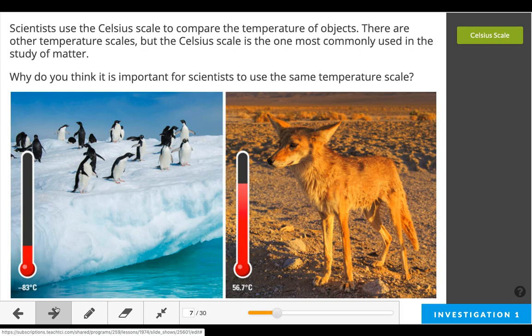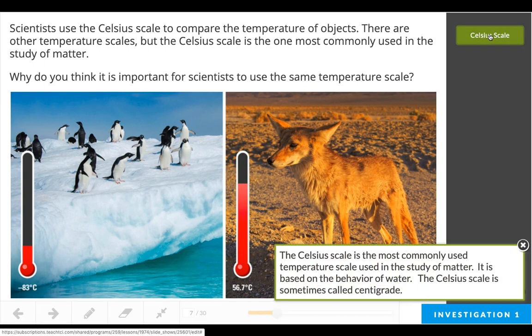Scientists use the Celsius scale to compare the temperature of objects. There are other temperature scales, but the Celsius scale is the one most commonly used in the study of matter. Why do you think it's important for scientists to use the same temperature scale? Answer this question on your lab sheet.